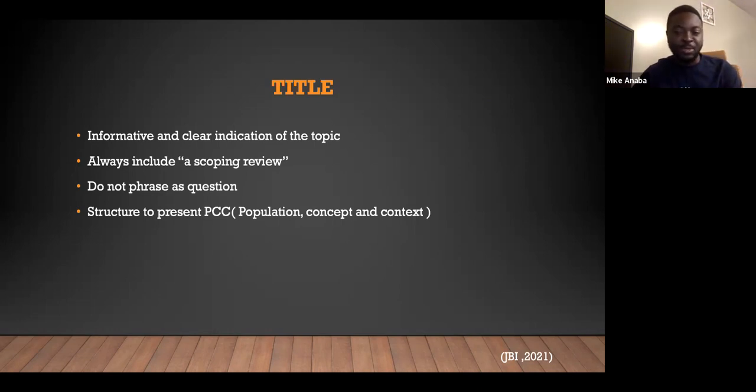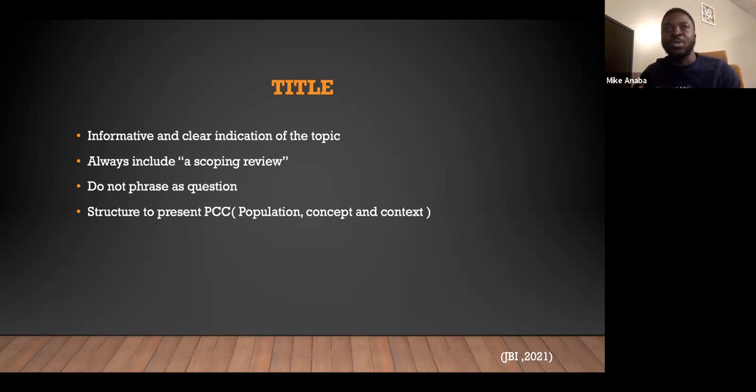What context are you looking at? It could be that you are looking at literature available in Canada, or literature available in a particular system, or literature available in the whole of North America or whatever. So the context is very important. And the concept is what I'm talking about.